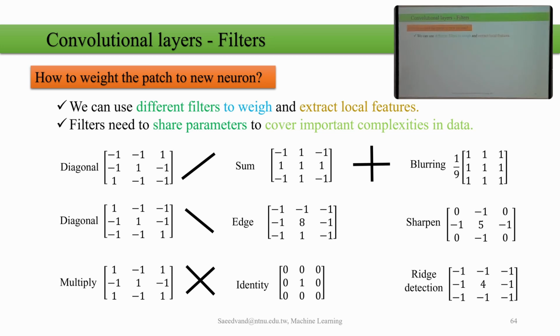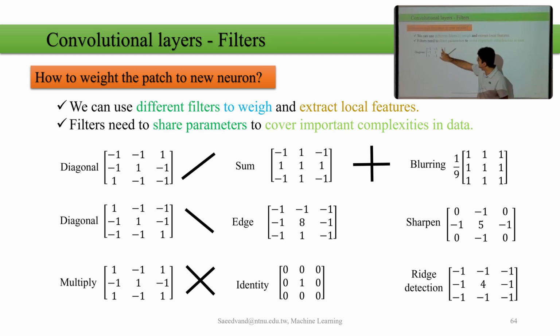First of all, we calculate the weighted inputs, then we apply some filters that we will introduce soon. We can use different filters to weight the extracted local features, and the features need to share parameters to cover important complexities in the data. For example, I can define one filter in that window that I showed you, the diagonal filter, so I want to detect lines like this from the image if I have an image problem.